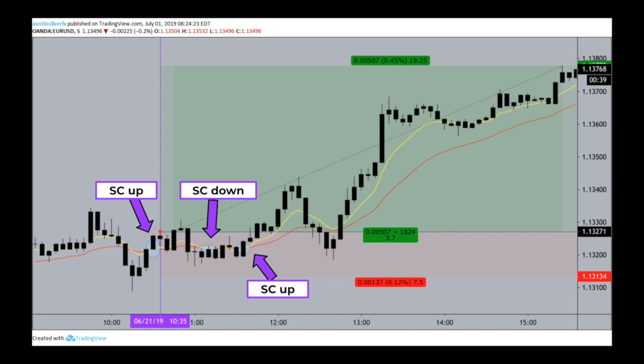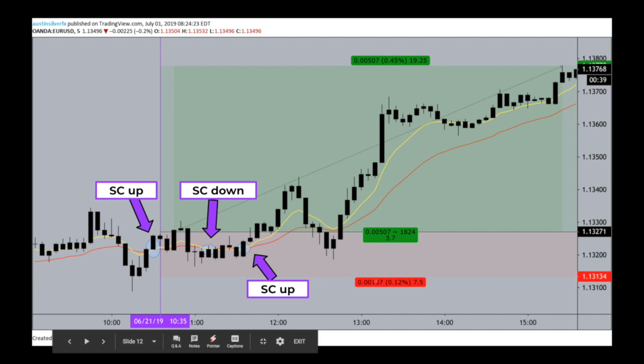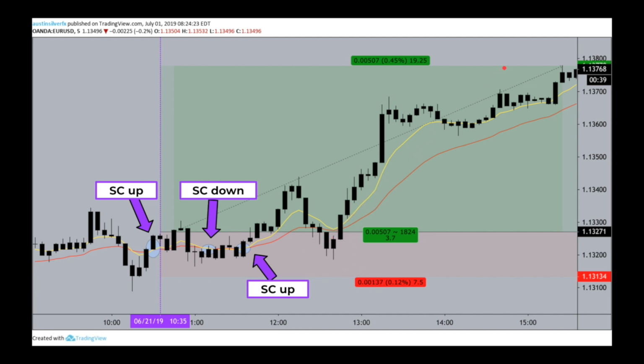So if you had taken this first entry, because I like to read it left to right. I don't like to just look at it over here and be like, oh, that's where I would have gotten in, because that's just hindsight. Left to right, this could have induced you because that's a shift candle up. So your stop would have been here, and if you had held in the trade, it was only 13 or 14 pips on the stop, you could have made 50 pips by the end of the day.